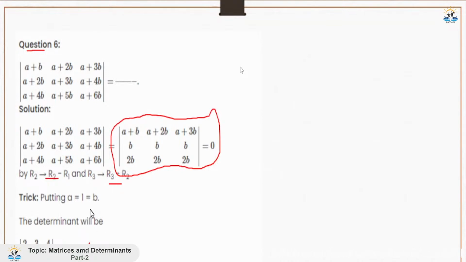But putting A equal to 1 equal to B will make your answer simple, because now you need to play with the numbers, not with the variables A and B. Playing with variables may cost you extra space and extra time, which you might not want to expend in your paper. So you can simply put the values and then calculate your answer. Since you are getting 0, if you do it with variables also, you will get 0 only. So this is, you can say, a trick to solve this question, and it will save your time.